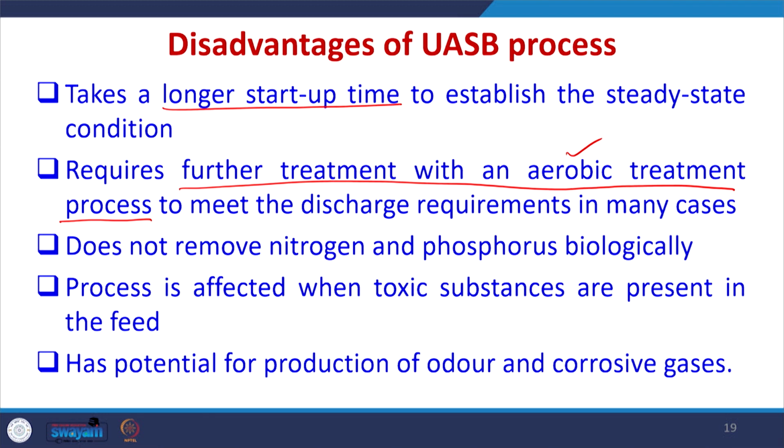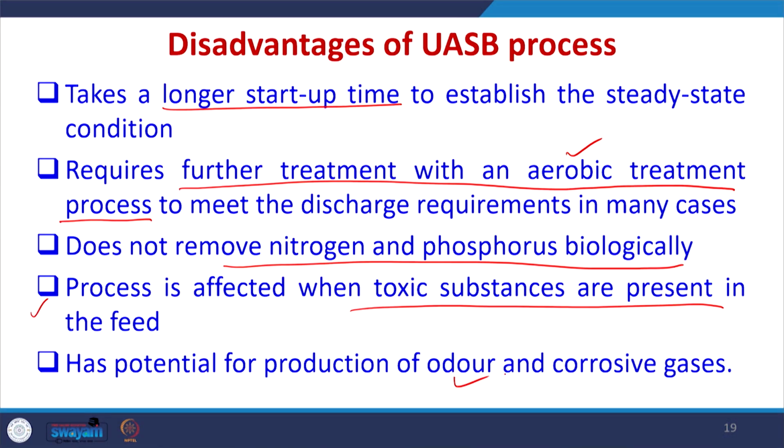It does not remove nitrogen and phosphorus biologically. It will only remove the carbon. So, if the wastewater contains a lot of nitrogen and phosphorus, we will have to use a separate aerobic treatment unit for removal of nitrogen and phosphorus. The UASB process is highly affected by the presence of toxic substances in the feed. So, if we have a lot of toxic substances, they also have to be removed beforehand, otherwise the performance of the UASB reactor will go down. And the UASB reactor produces a lot of odor and corrosive gas.